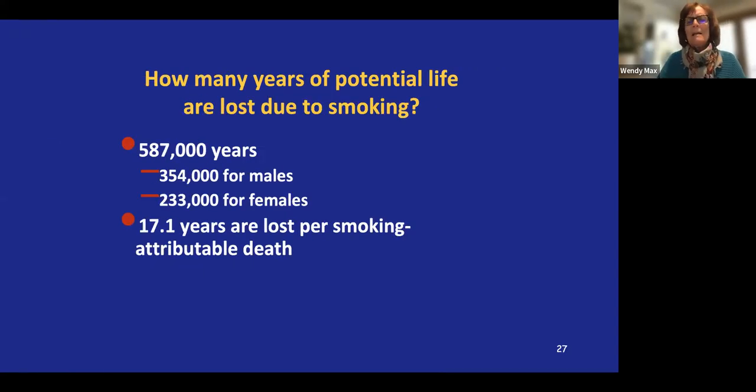We looked at how many years of potential life lost are due to smoking, and it was over half a million. A bit more for males than for females, but for every individual who died prematurely from smoking, and when I say prematurely, I mean we're comparing their age of death with what their life expectancy would have been, 17 years of life are lost. So that's another way of thinking about the economic impact of smoking here.